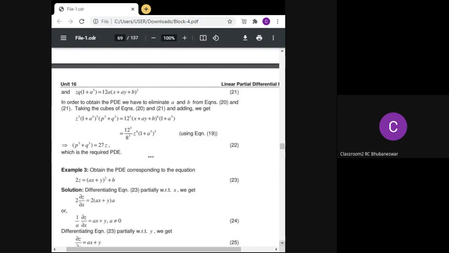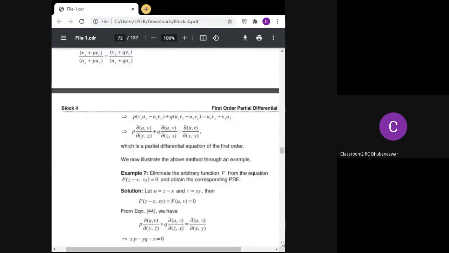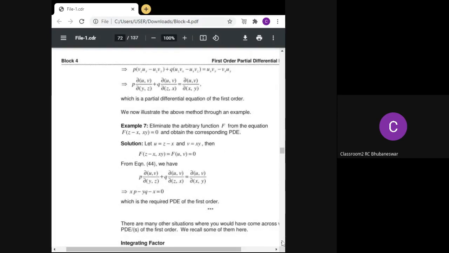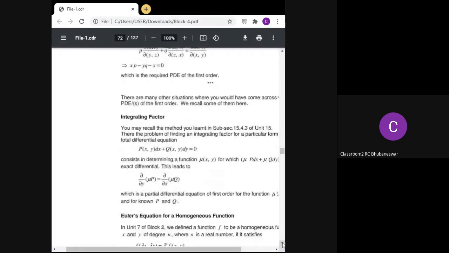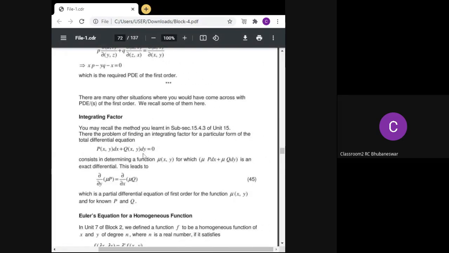So now let us move towards page number 71 to discuss the integrating factors in partial differential equation. Look at the general form of partial differential equation. It has been written in the form of capital P, a function of x y, dx plus capital Q, a function of x y, dy equals to 0. So clearly this is a total differential equation.